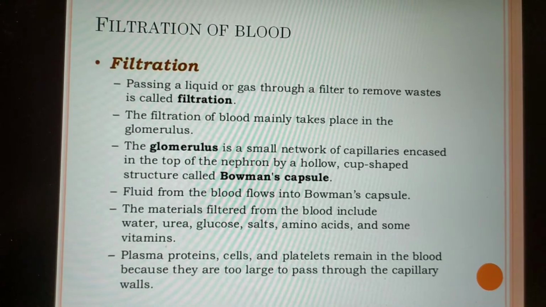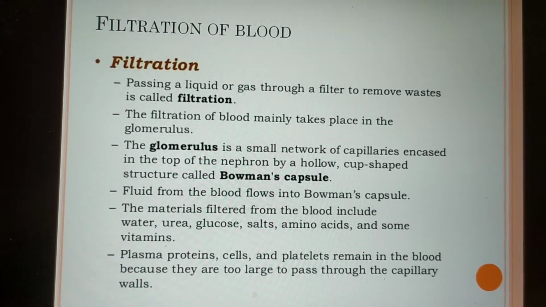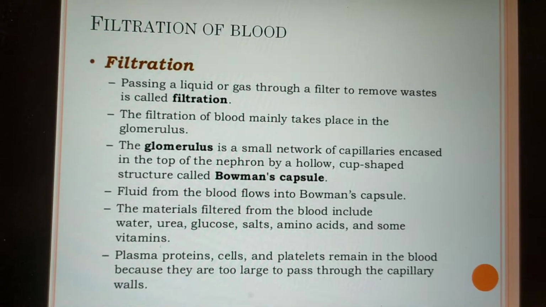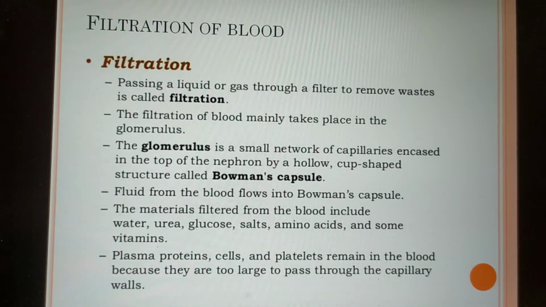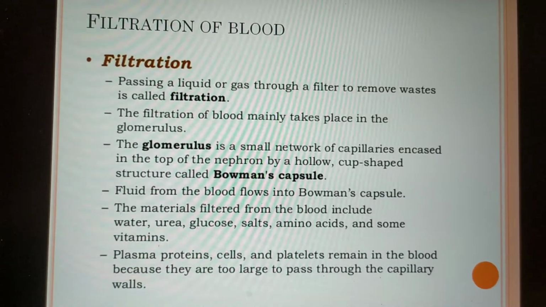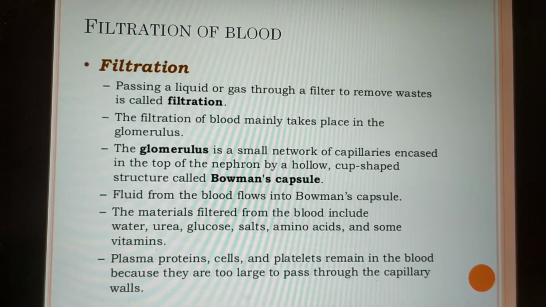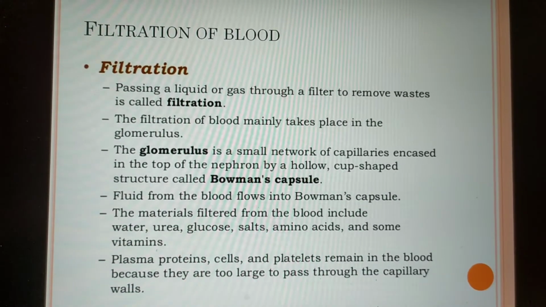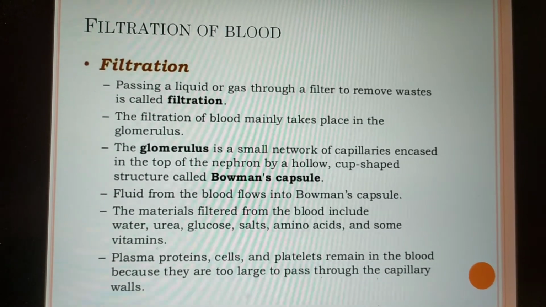Passing a liquid or a gas through a filter to remove all the waste is known as filtration. You must have done this process in chemistry. Similarly, the filtration of blood takes place through the kidneys. The filtration of blood takes place mainly in the glomerulus. So the glomerulus is a very important part, which is a part of the nephron.